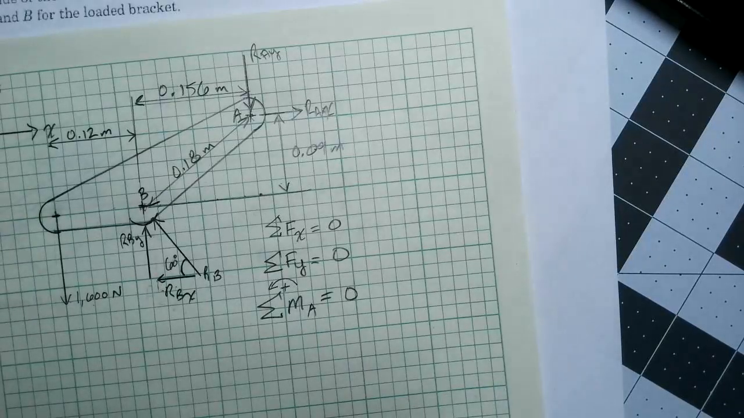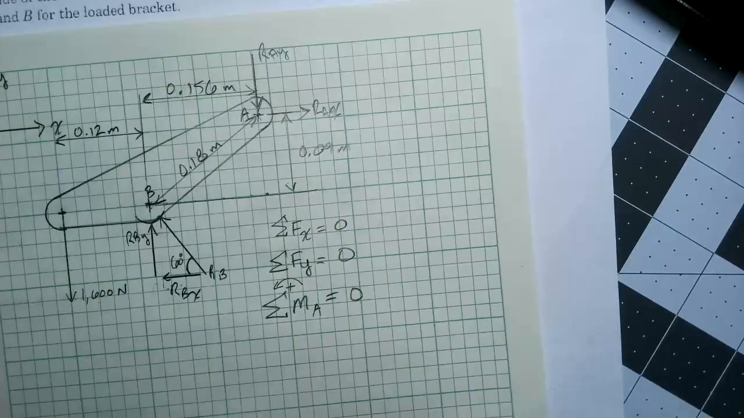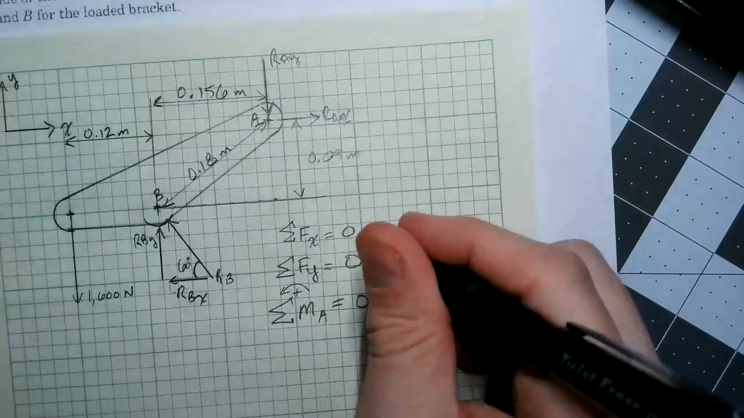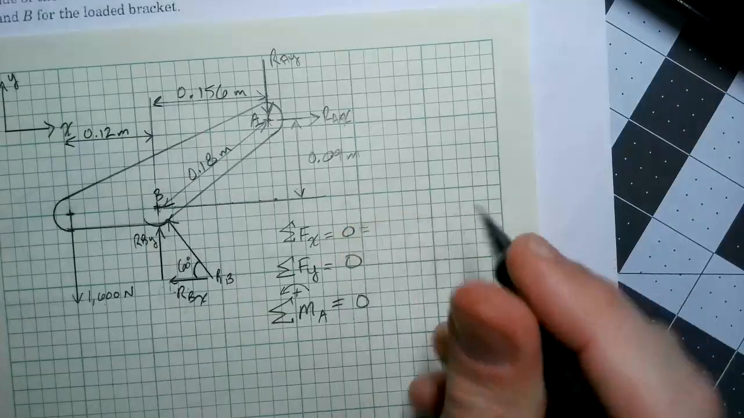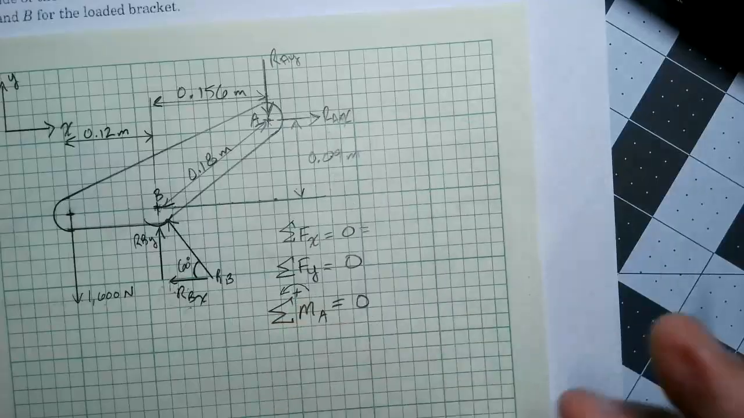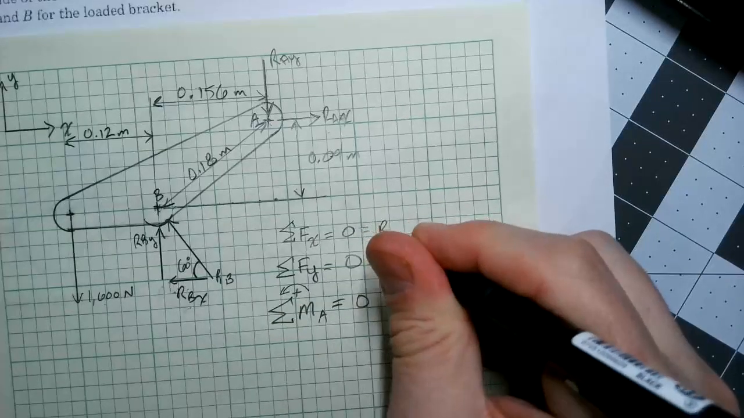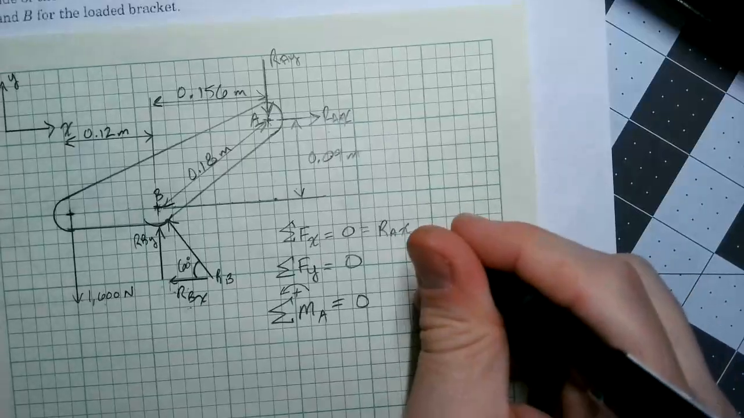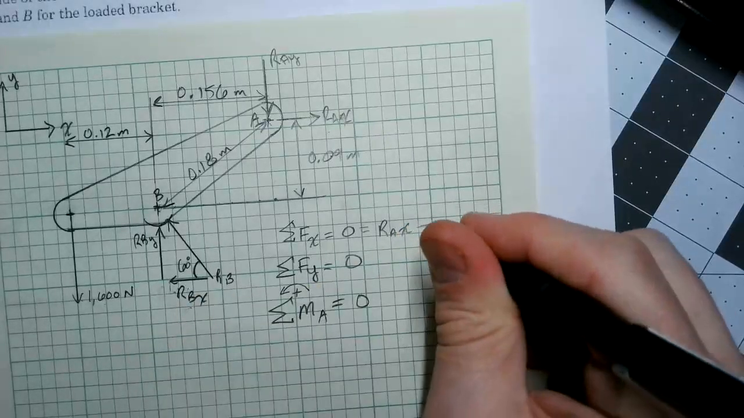Okay, so hopefully you've written out your equilibrium equations and can see how they compare to mine. Take the sum of the forces in the x. Of course, we only have two reactions, so we have a positive RAX and a negative RBX.